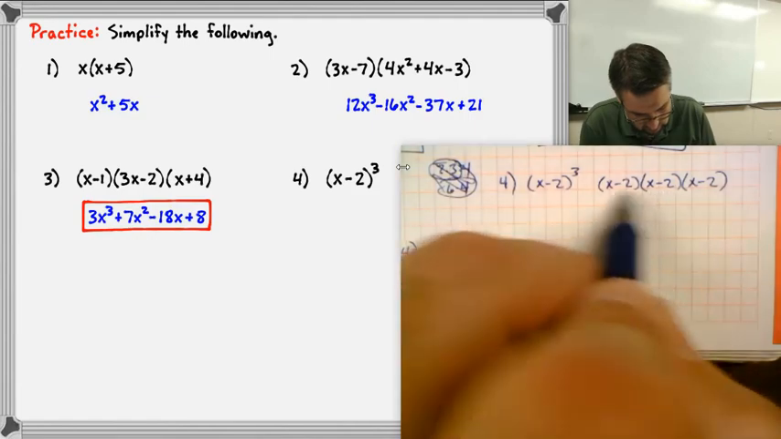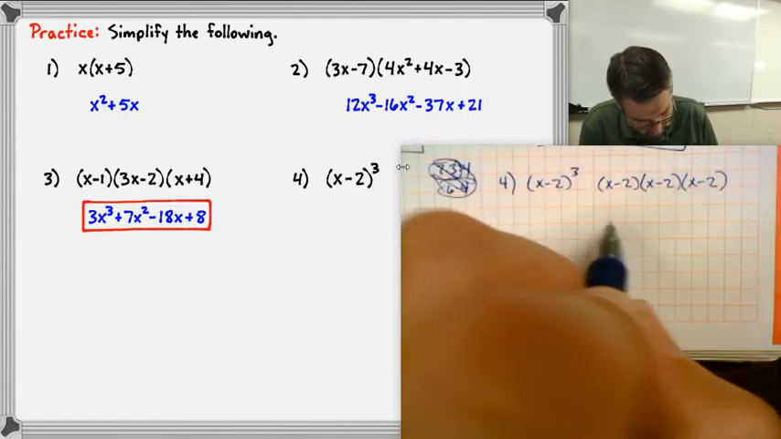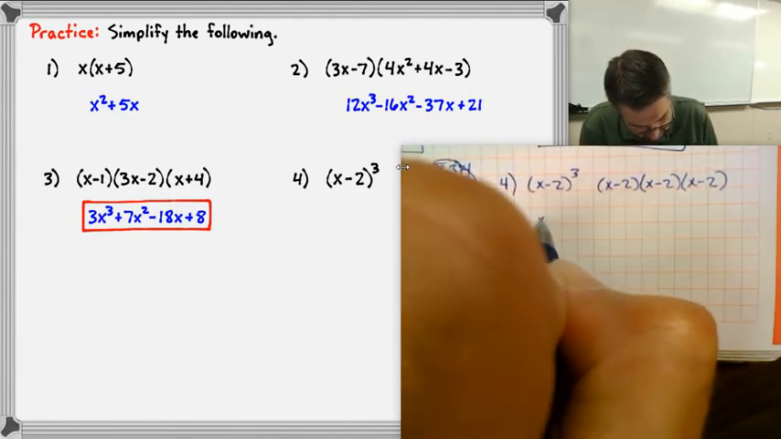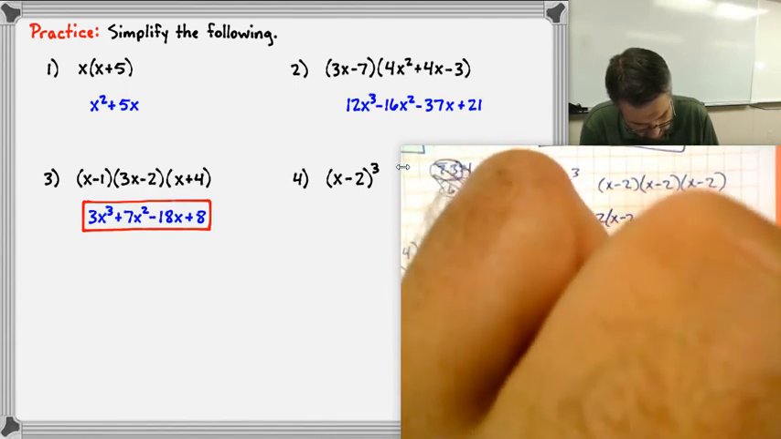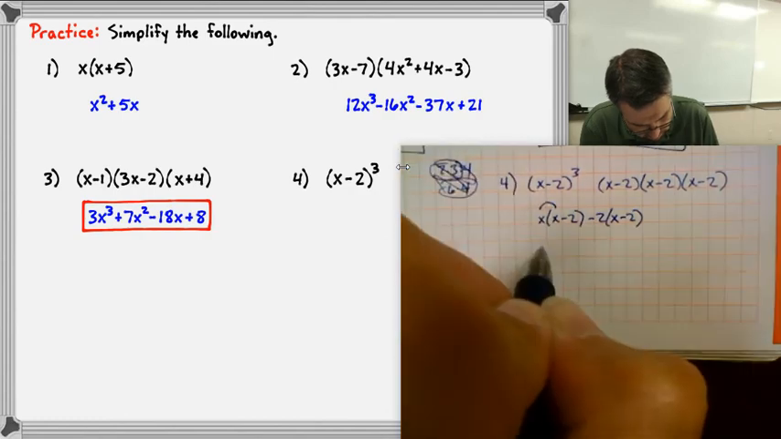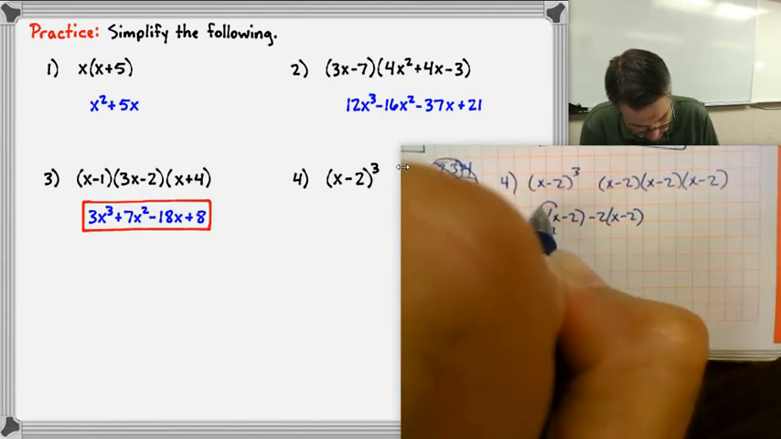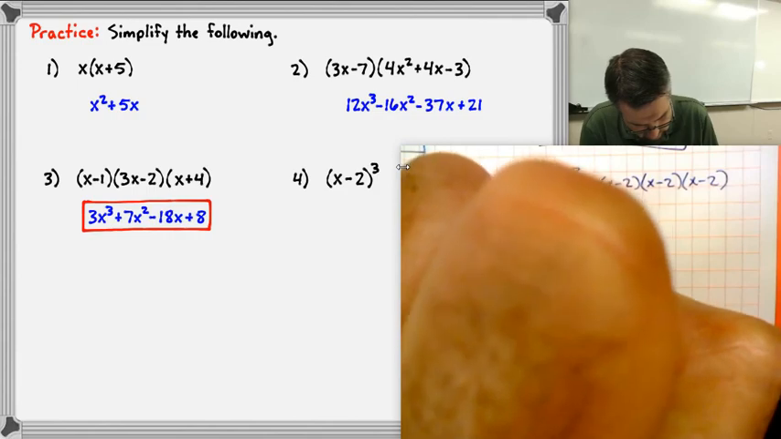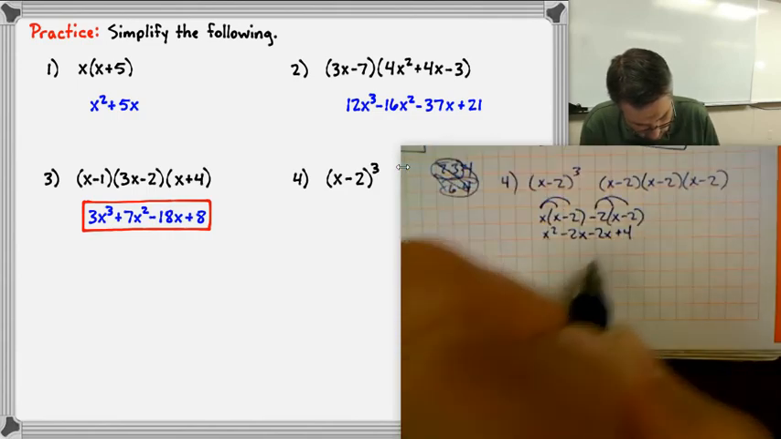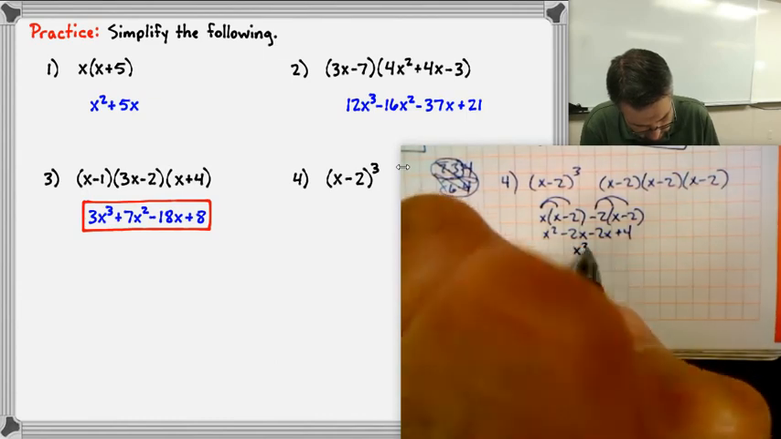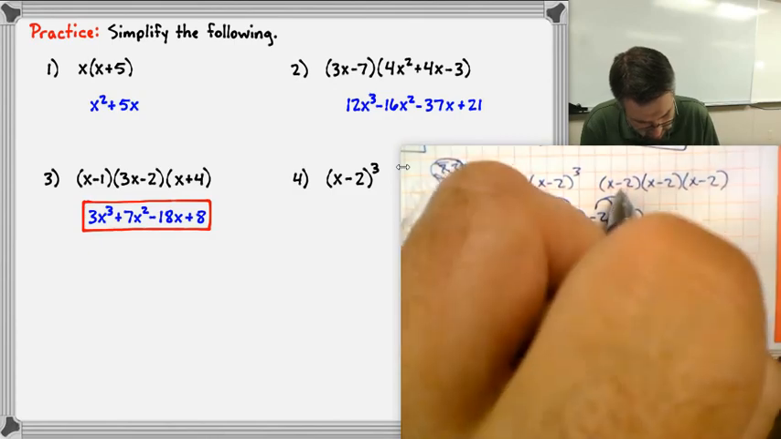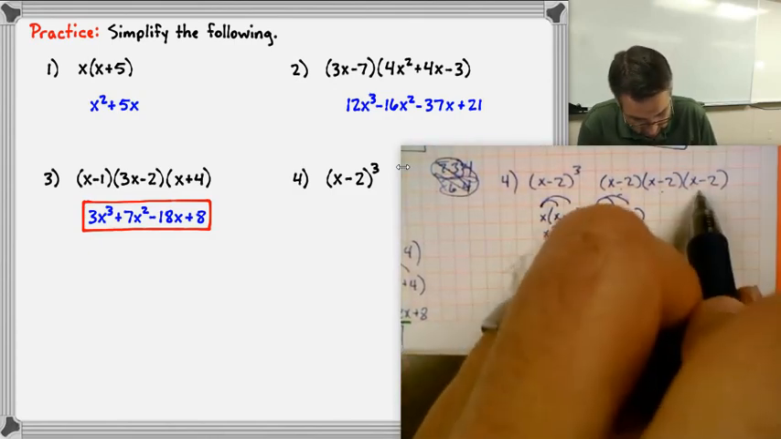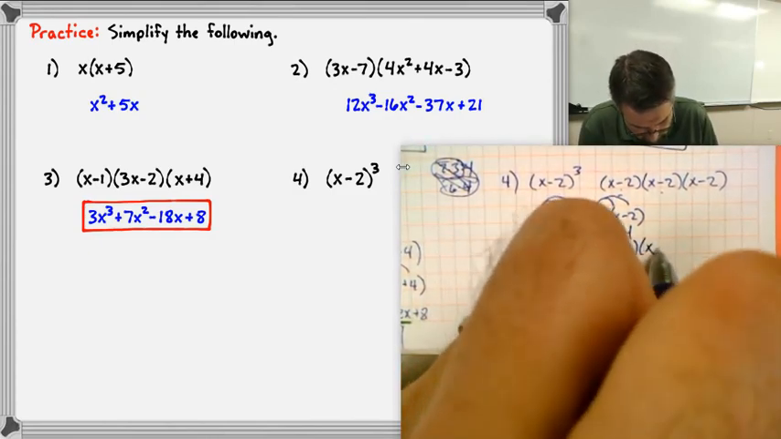And so we're going to focus on the first ones, the first 2 binomials. We'll expand that to say x times x minus 2 minus 2 times x minus 2. Distribute that, so we end up with x squared minus 2x, and then minus 2x, and then plus 4. We'll combine like terms, so we end up with x squared minus 4x plus 4. And now we just multiplied just these first 2 terms here. Now we have to bring down and multiply the last term to that.